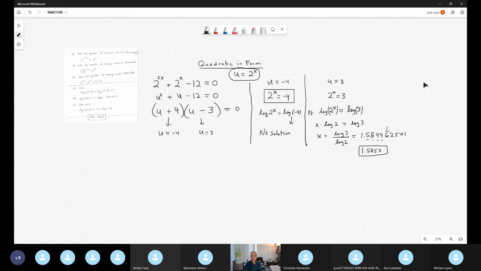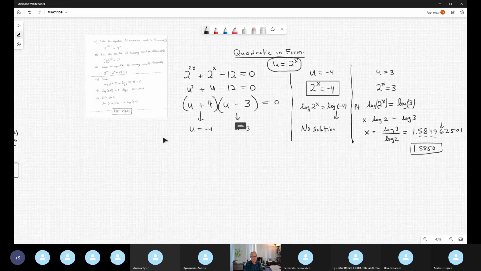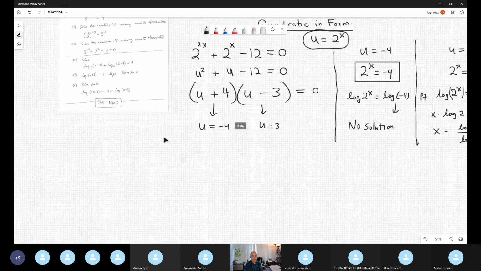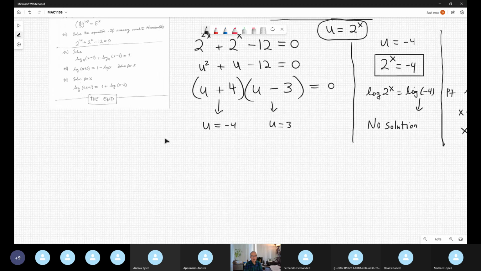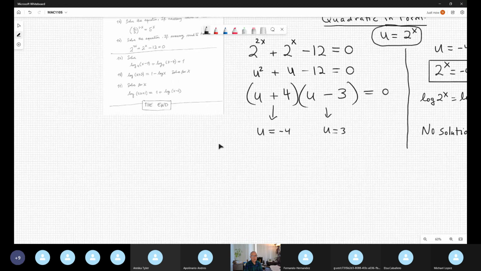Let's move on to the last part. I suppose that today we finish early, no? It's the logarithmic equation. Logarithmic equations 17, 18, and 19. Okay.